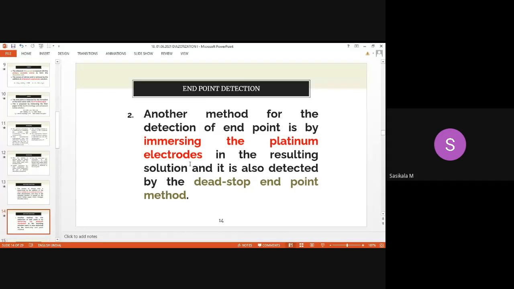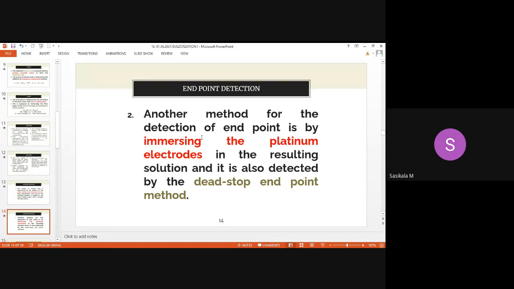When you add indicators inside the solution, the color change may be very intense or very pale, so you will not get a very accurate endpoint. But with electrometric detection you will get very accurate endpoint detection, and especially with the dead stop endpoint method. Regarding the dead stop endpoint method and immersing a pair of platinum electrodes, all will be discussed under the potentiometric method, the 5th chapter that you will be studying in brief. The chemical reaction behind this dead stop endpoint technique will be discussed under potentiometric titration in the 5th unit.